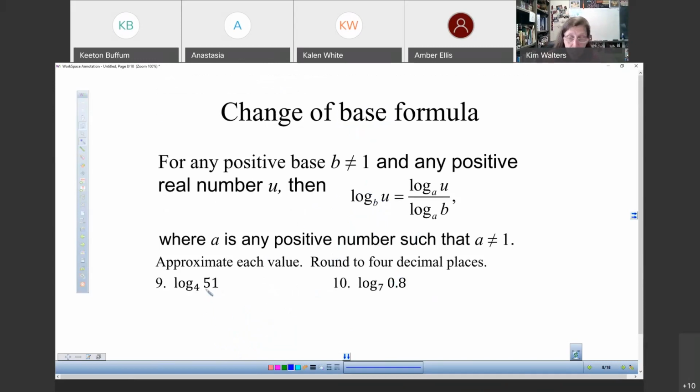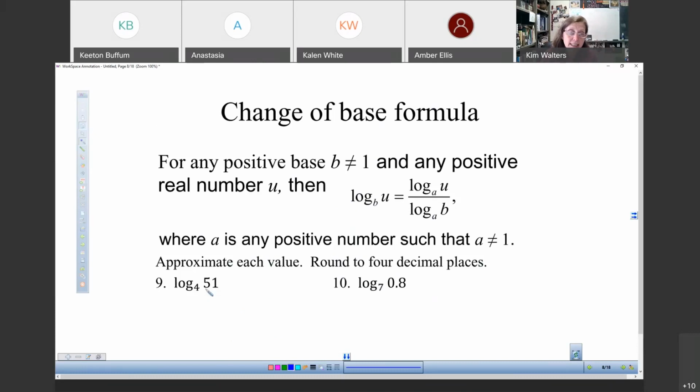I'm just saying, 4 to a whole number power is never going to be 51. 4 to the second power is 16. 4 to the third power is 64. So somewhere between 2 and 3 is going to give me 51. So how do I evaluate this?